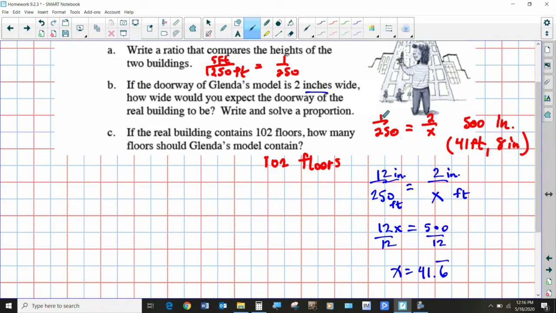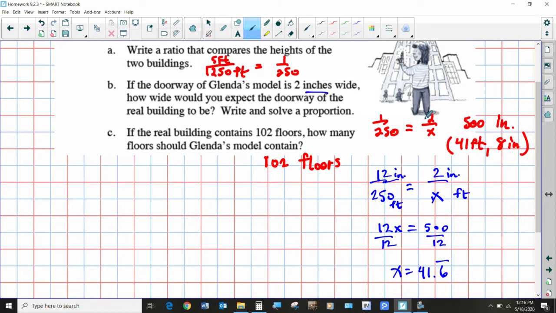So I changed this 1 foot for every 250 feet to be 12 inches, since there's 12 inches in a foot. And that would result in us, if we did cross multiplication, we would get 12x is equal to 500, and then we divide each side by 12, you get 41.6. Well, that's what I'd written here.